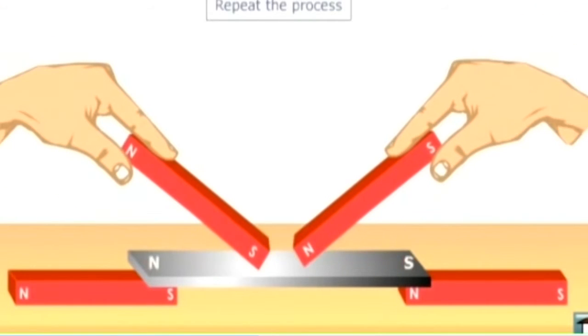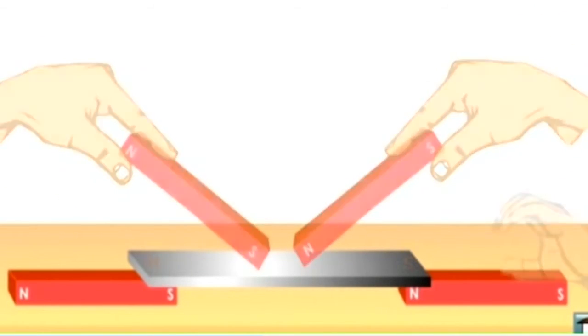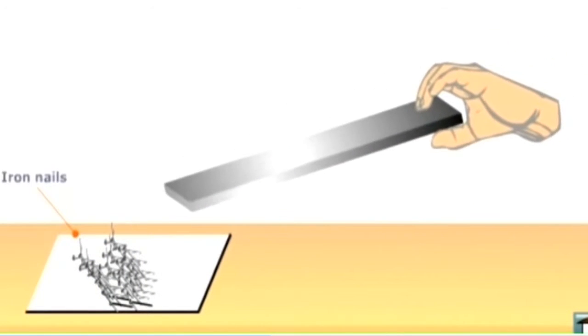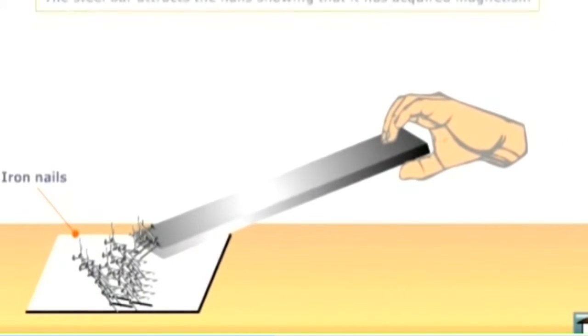So the poles of that magnet are north-south. Let's test whether it's magnetic. Yes, iron nails are attracted. The steel bar attracts the nails, showing that it has acquired magnetism.